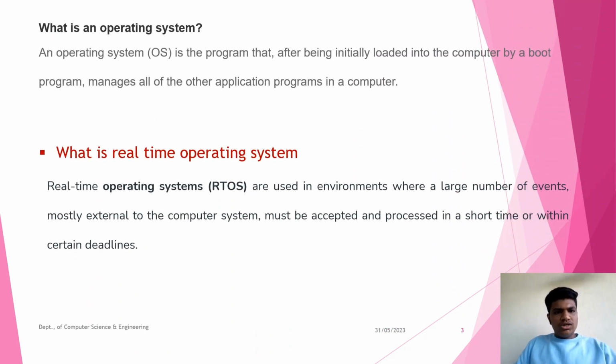Firstly, let us know what an operating system is. Basically, an operating system is a program. It is initially loaded into the computer after booting. The operating system manages all of the other application programs in a computer. What is a real-time operating system? Real-time operating systems are used in environments where a large number of events, connected externally to the computer system, are accepted and processed in a short time or within certain deadlines.